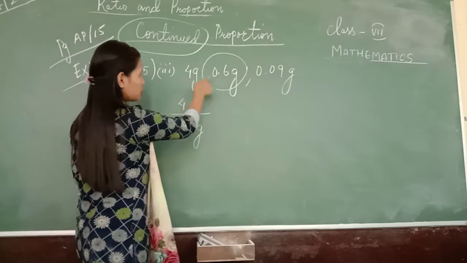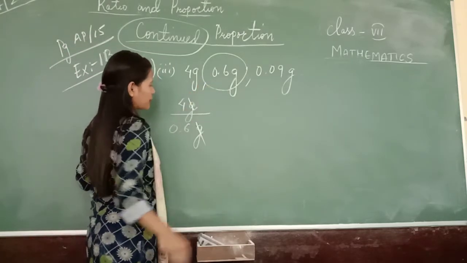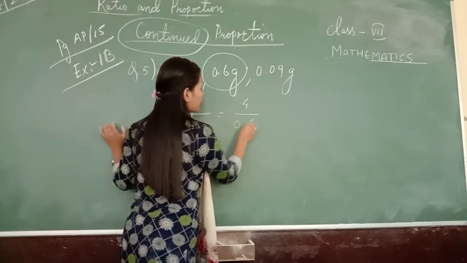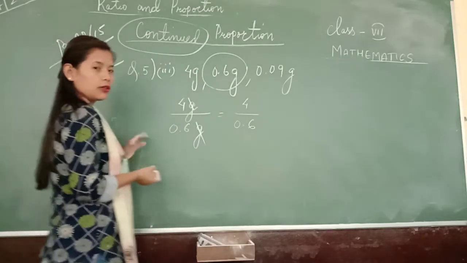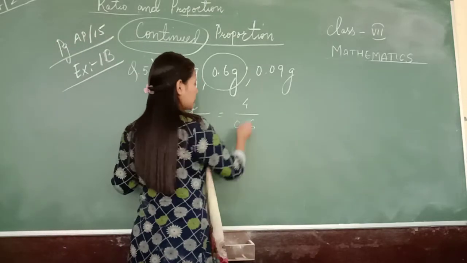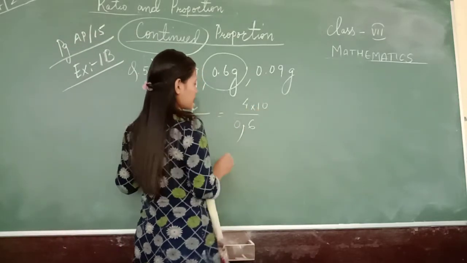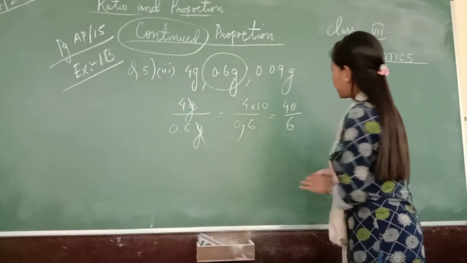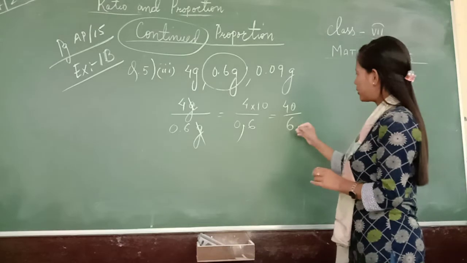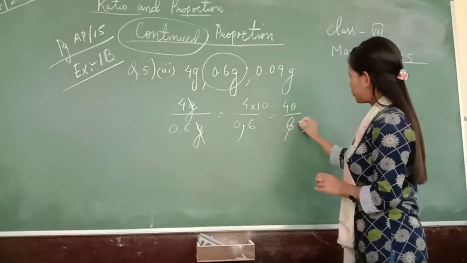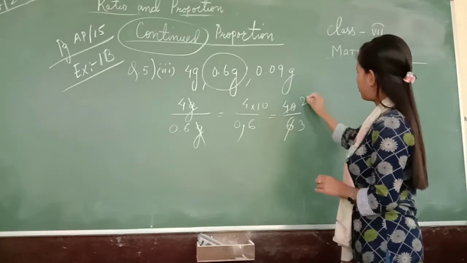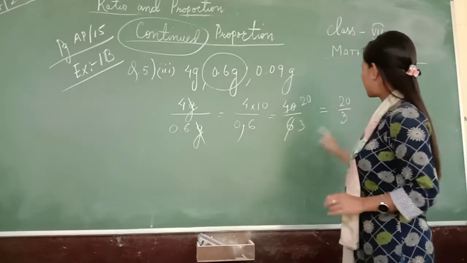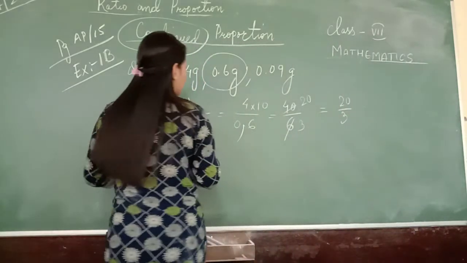Okay, so this is the first term, this is the second term. The gram and gram get cancelled, so that will be equal to 4 by 0.6, right? So we remove this decimal, multiply the numerator by 10. So this is equal to 40 by 6. Okay, so let us divide this by 2. 2 3s are 6, 2 2s are 4, 0. So that is equal to 20 by 3. So this is the ratio between the first and second term.